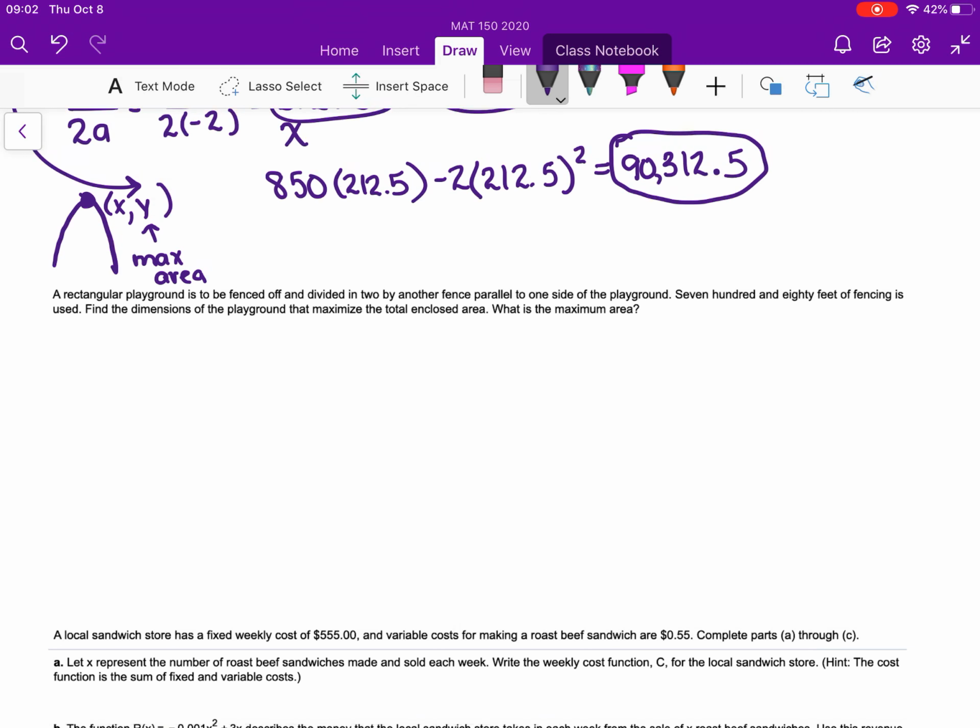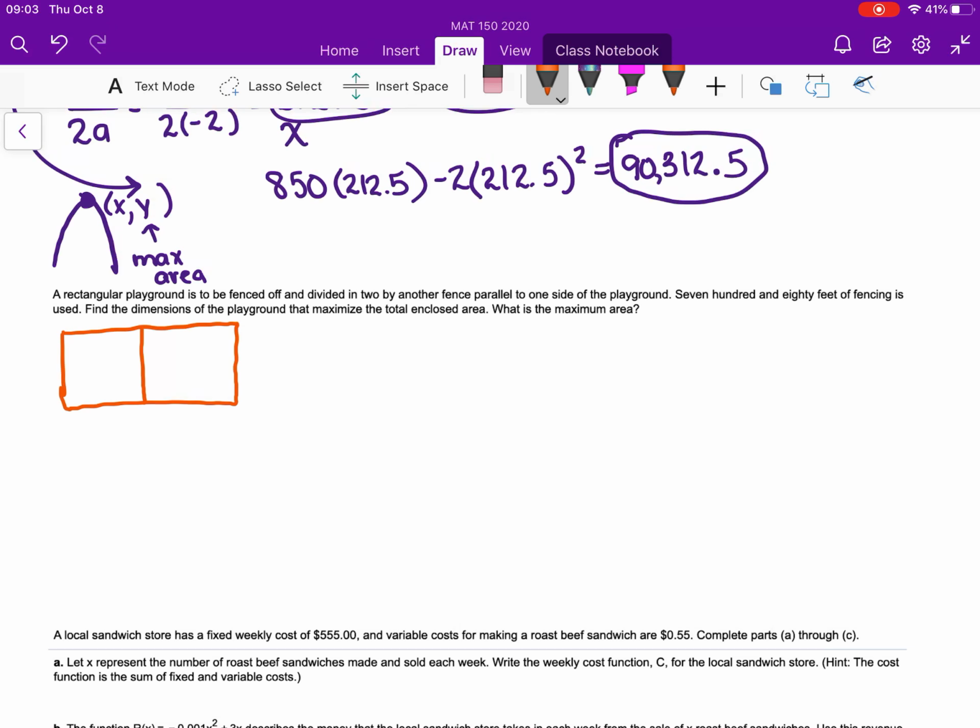Scrolling right along. A rectangular playground is fenced off and divided into 2 by another fence parallel to one side of the playground. It may or may not be divided directly in half, but that's okay. 780 feet of fencing is used. Find the dimensions of the playground.